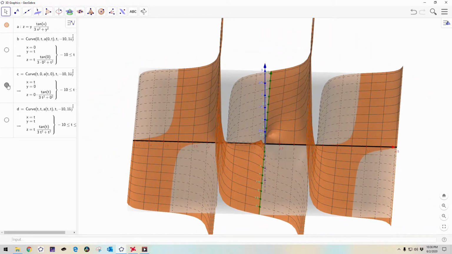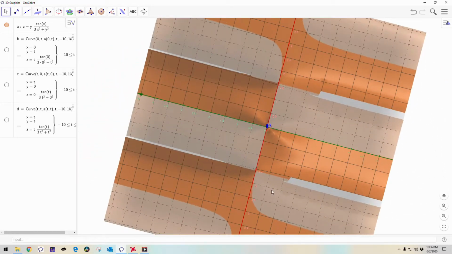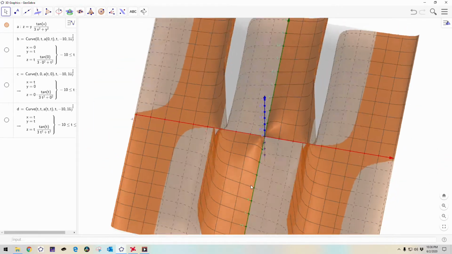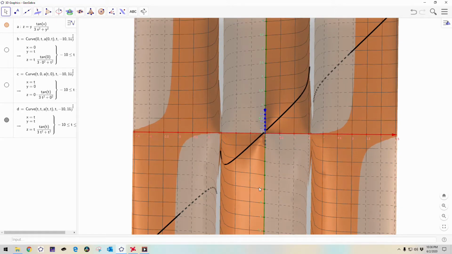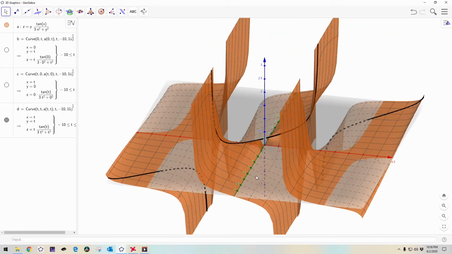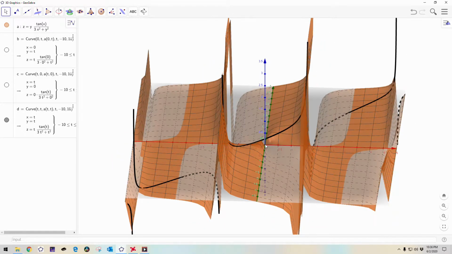Okay, but then that last line that we took was the line where y equals x, right? So here's the domain region here, right? Here's the line y equals x. There it is right there. But then what curve does that trace out on the actual surface? Take a look. What curve does that trace out?